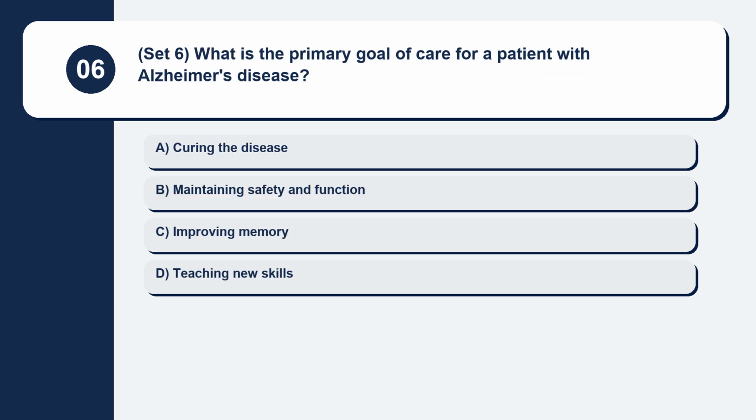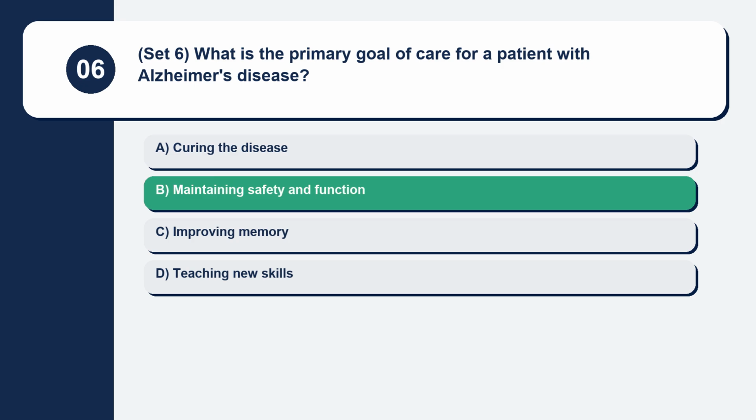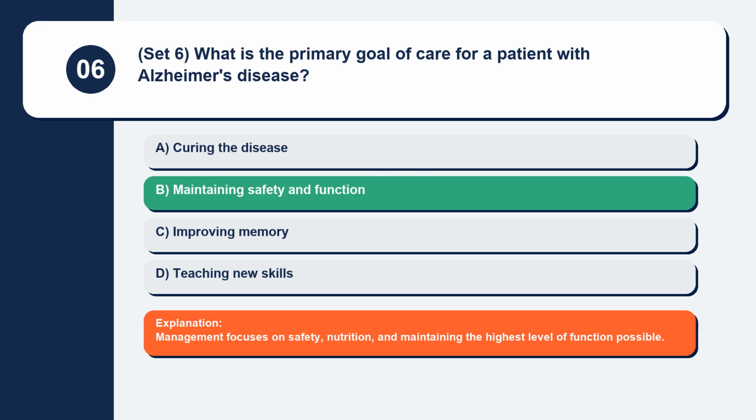Question 6, Set 6. What is the primary goal of care for a patient with Alzheimer's disease? Curing the disease, maintaining safety and function, improving memory, teaching new skills. Management focuses on safety, nutrition, and maintaining the highest level of function possible.